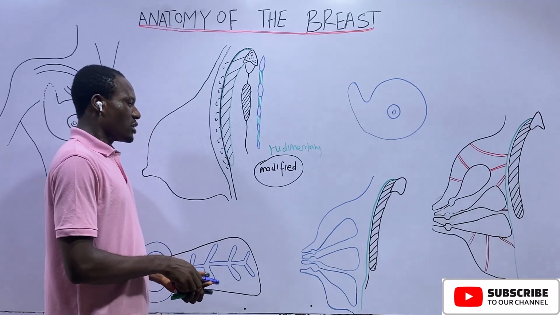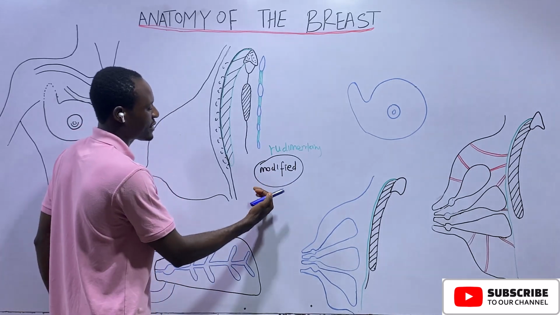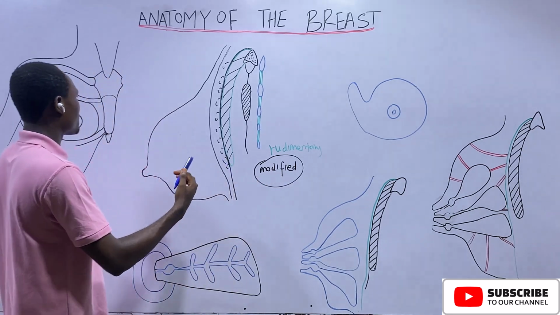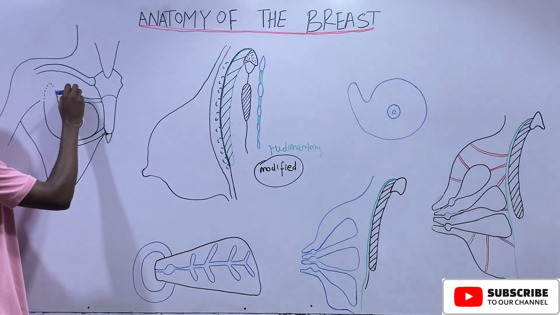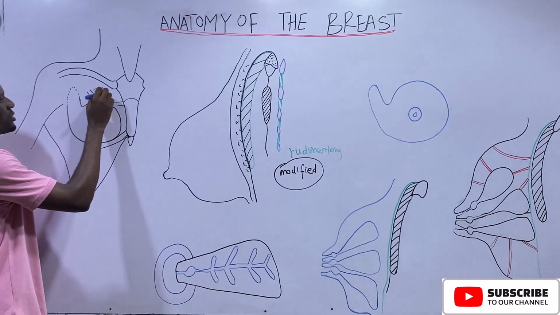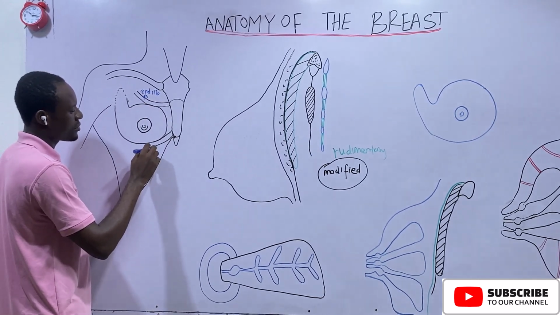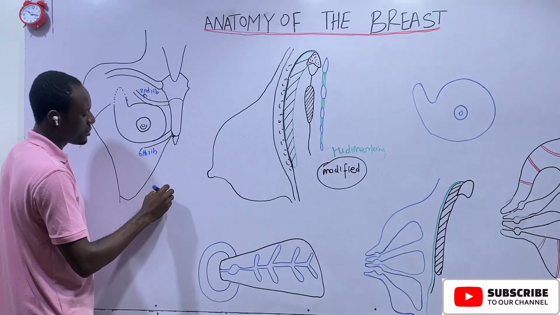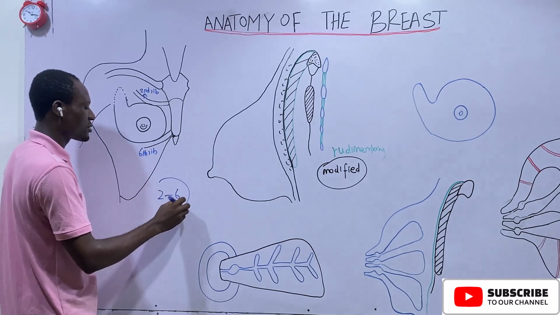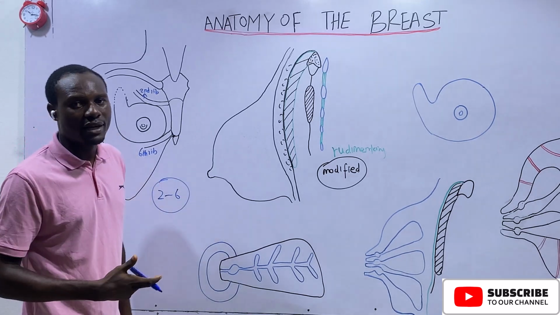Alright. So what about the extent? The breast extends from the second rib, this rib right here, to the sixth rib. So it extends from the second rib to the sixth rib, 2 to 6. And that's the vertical extent of the breast.